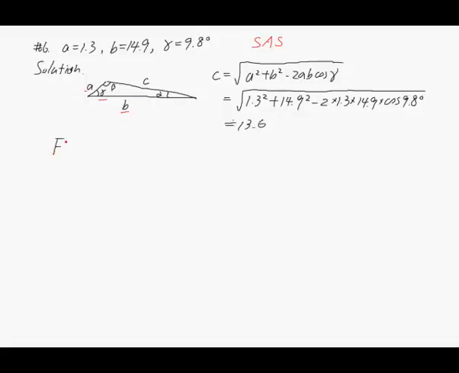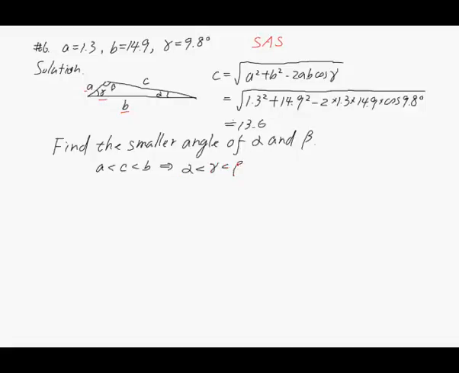So find the smaller angle of alpha and beta. Since we have A less than C and less than B, then we have alpha less than gamma less than beta.